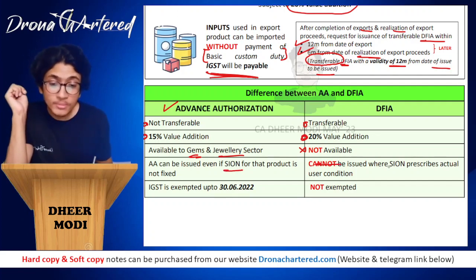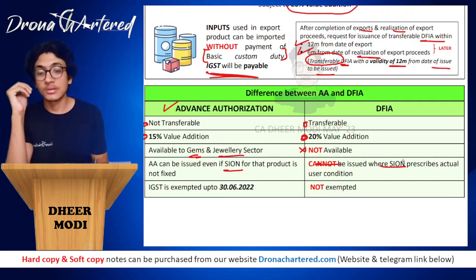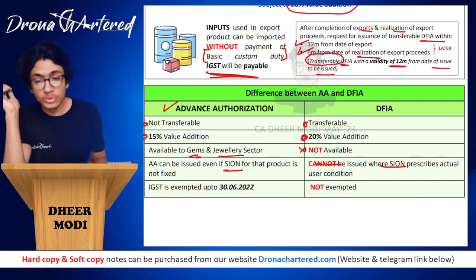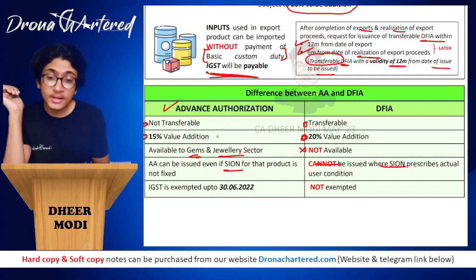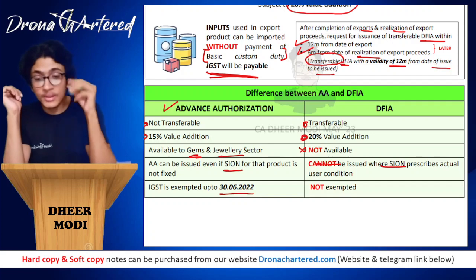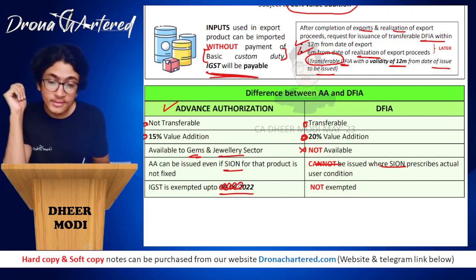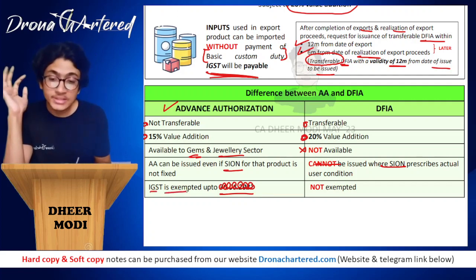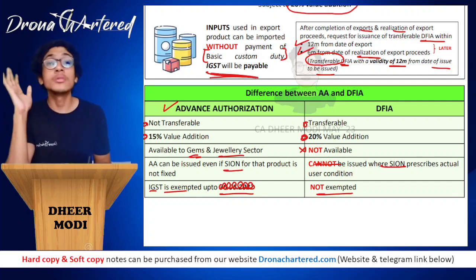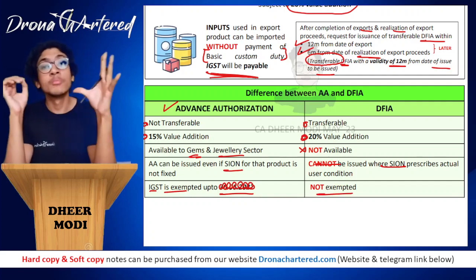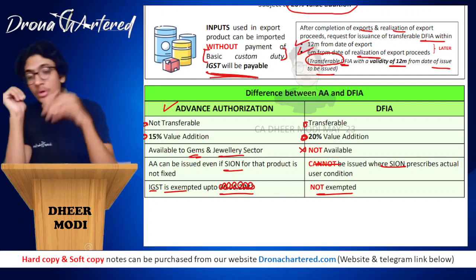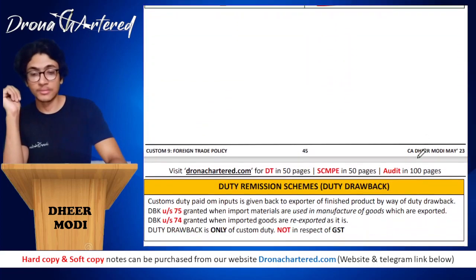However, your DFIA cannot be issued where SION prescribes actual user conditions. So you do not have to focus on what SION is. Only if they give a question like this, you can write these points. Under advance authorization, IGST is exempted up to 30th June 2022. Now there has been an amendment where, wherever there is 30th June 2022, you have to cancel it. So you have to read it as IGST is exempt, and under DFIA, IGST is not exempt. This date has been removed altogether because earlier they kept on increasing this date. Now they have removed this date altogether for your May and onwards exam.